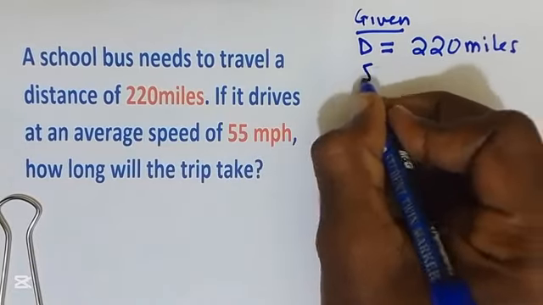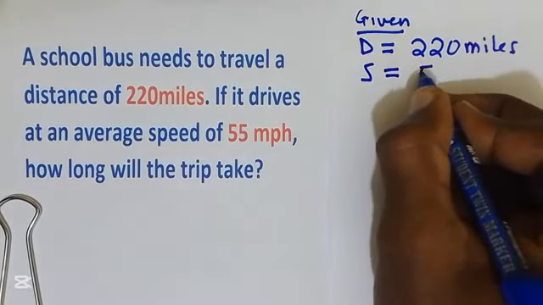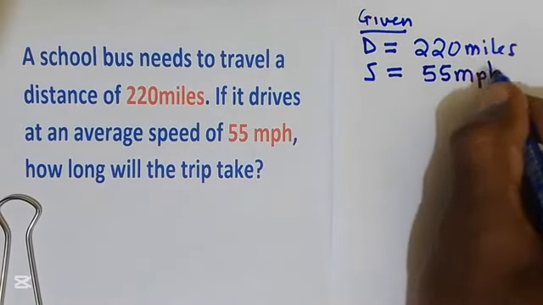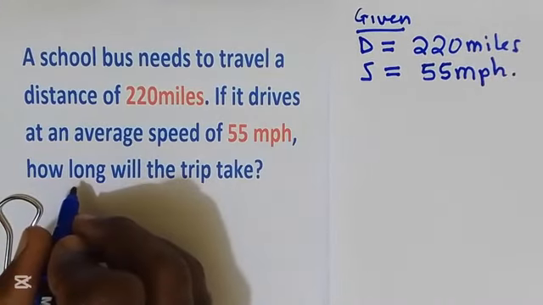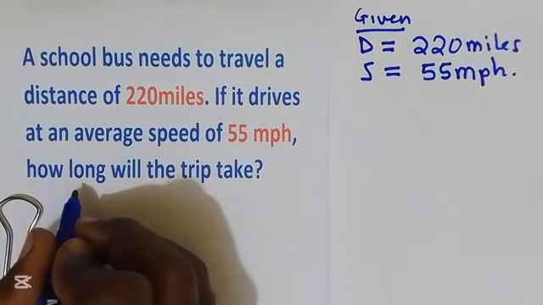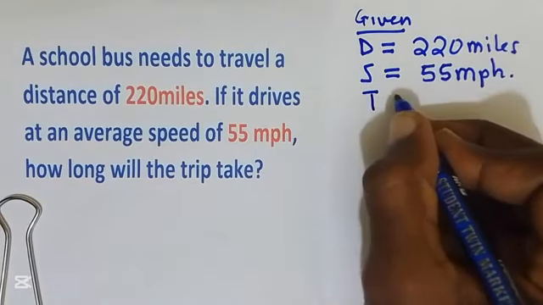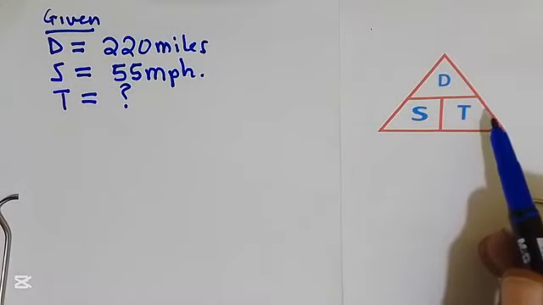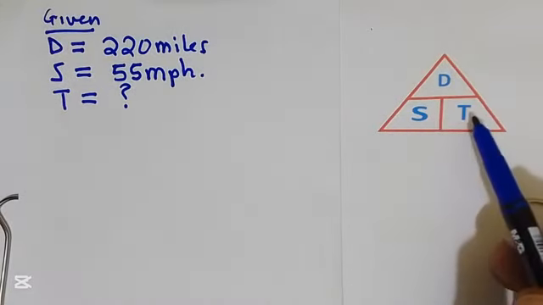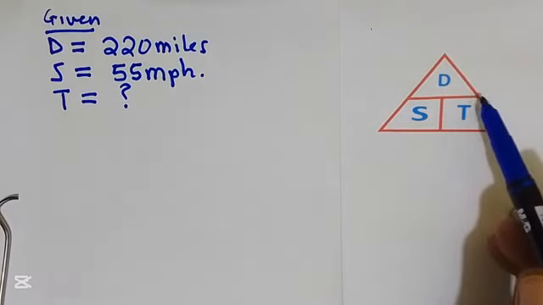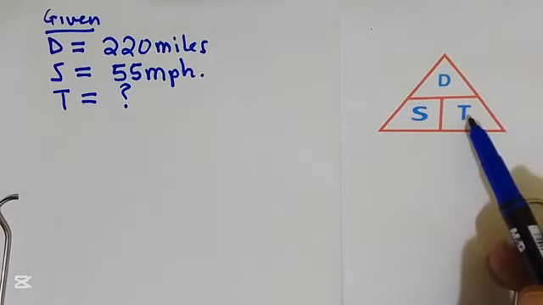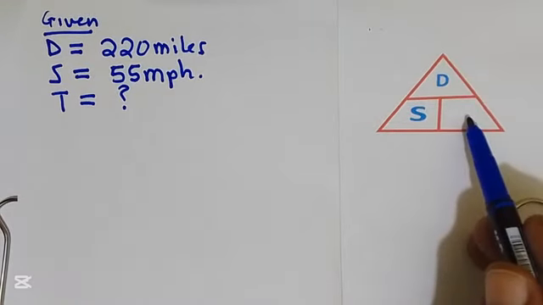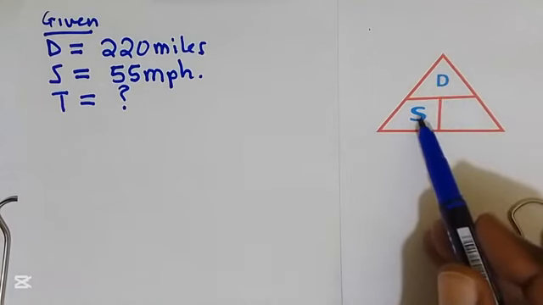We have a speed which is equal to 55 miles per hour. They need the time that the trip will take. So the time is equal to what? We are going to use our distance, speed and time triangle. We need the time, so we are going to hide the time. Time is equal to distance divided by speed.